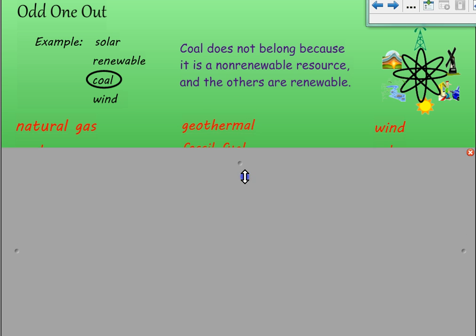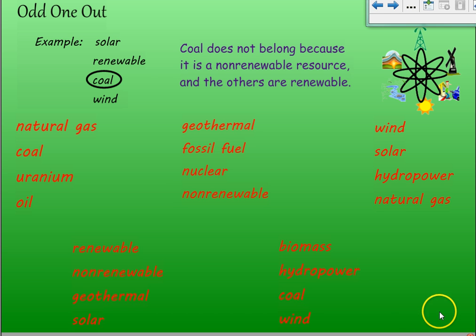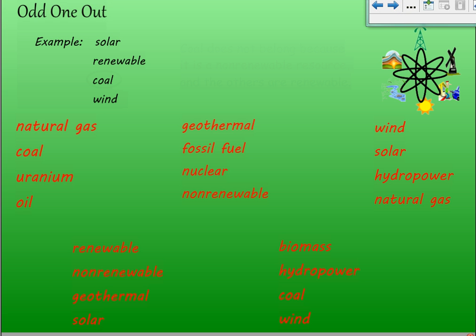So on your whisk, look at all of your examples and circle the one that does not belong. On your handout, there is a box beneath each set of words. You need to explain your answer in that box. Press pause now and complete the activity, odd one out.